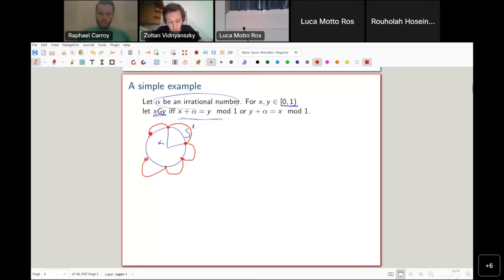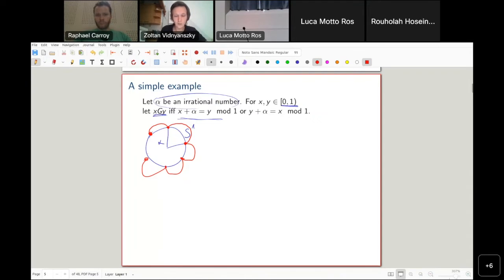So I defined a graph on the circle, and how does it look graph theoretically? Well, graph theoretically, it's not very interesting. Because alpha is irrational, you just take a point, rotate it, jump, jump, jump, and you can never jump back because of the irrationality of alpha. So every connected component is going to be a bi-infinite path. In particular, since it's acyclic, its usual chromatic number is 2.